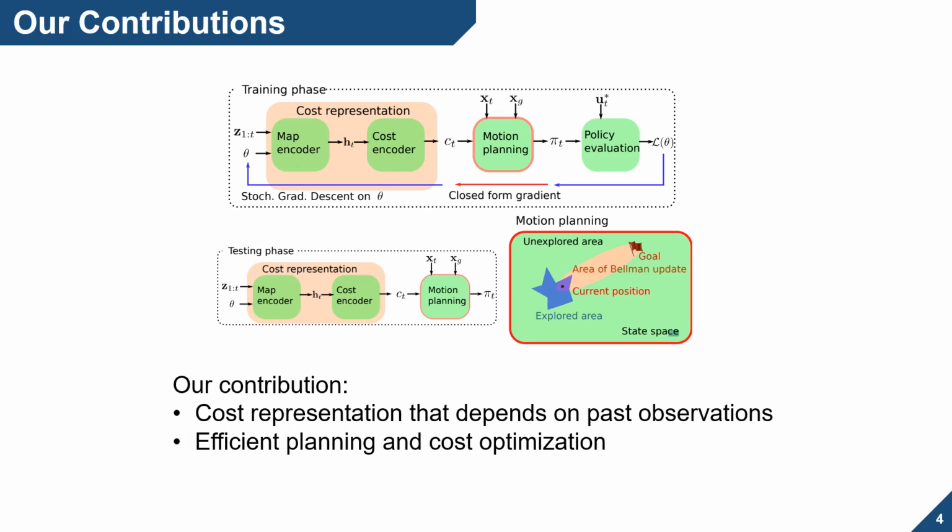We offer two contributions in this work. First, we consider a partially observable environment setting where the non-stationary cost function depends on previous observations only. Second, we propose a more efficient planning algorithm based on A star, which also provides closed-form gradients to optimize the cost function.